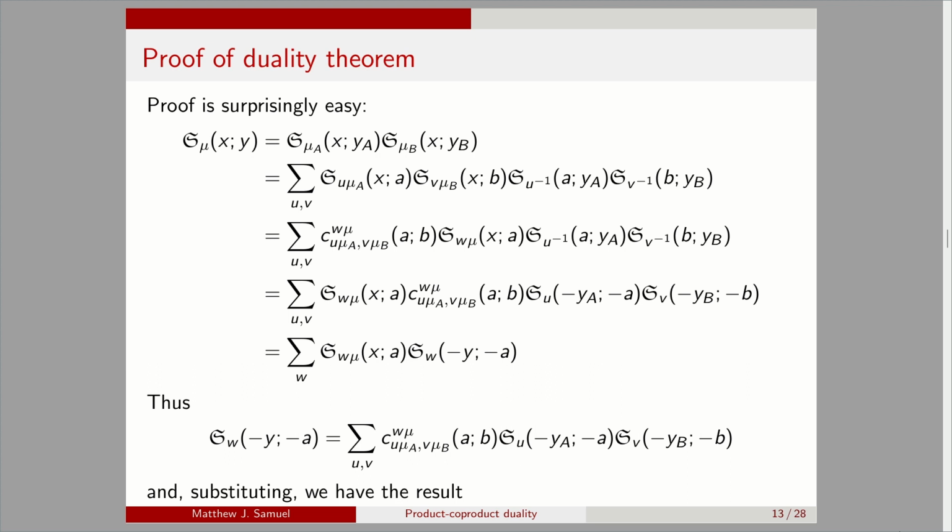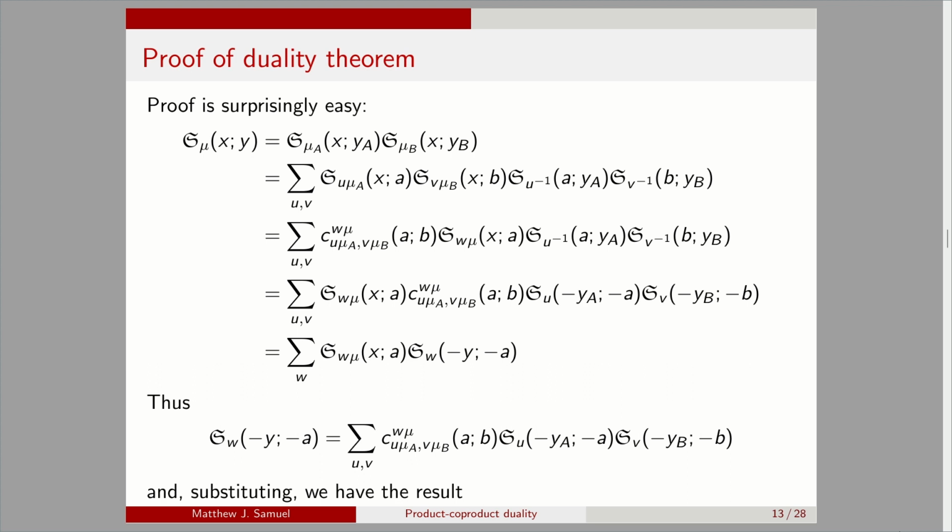And we use the Cauchy formula, the generalized Cauchy formula, to expand this into a double summation over u and v of S_u mu_a of x and a times S_v mu_b of x and b. These are two new sets of variables, a and b, times S_u inverse of a, y_a times S_v inverse of b, y_b. So we can multiply the S_u mu_a of x and a times the S_v mu_b of x and b to obtain Molev-Sagan coefficients times S_w mu of x and a.